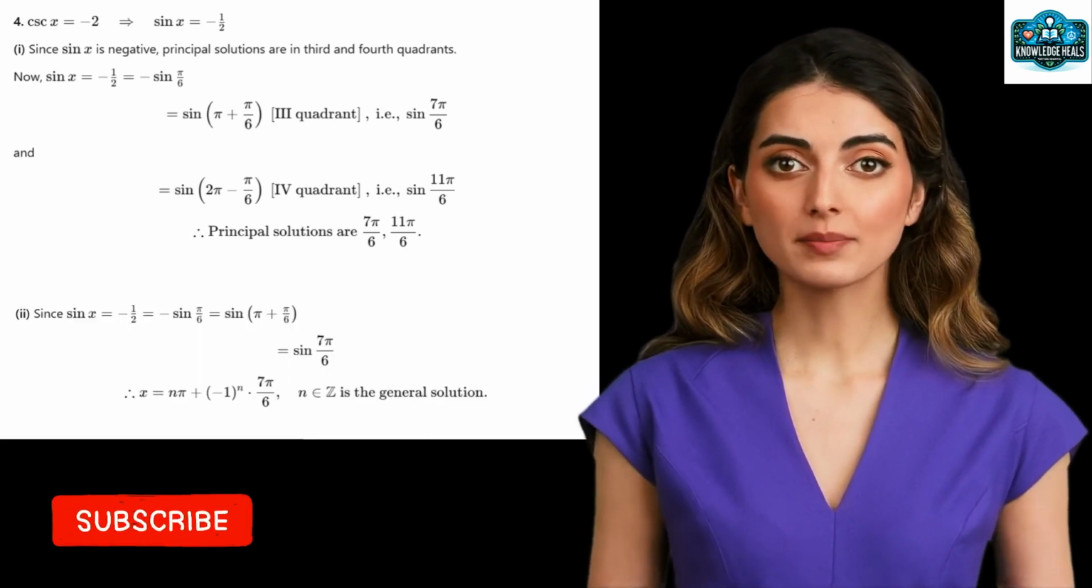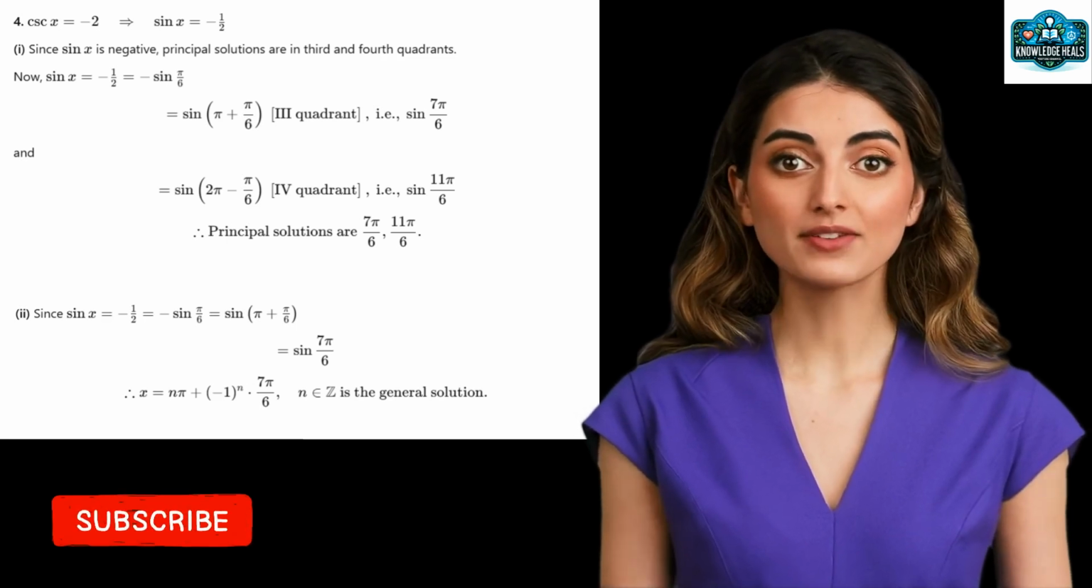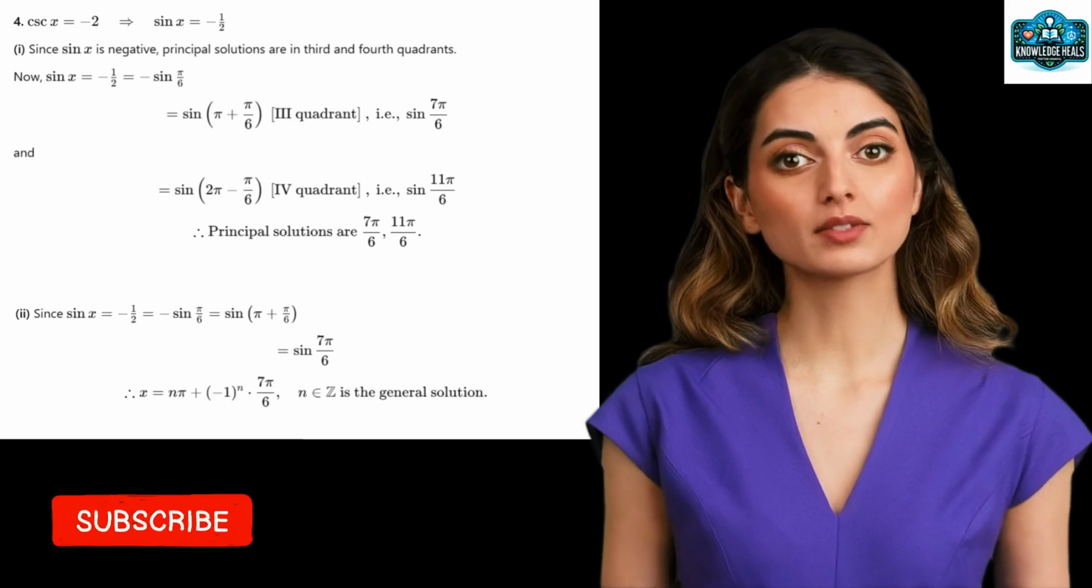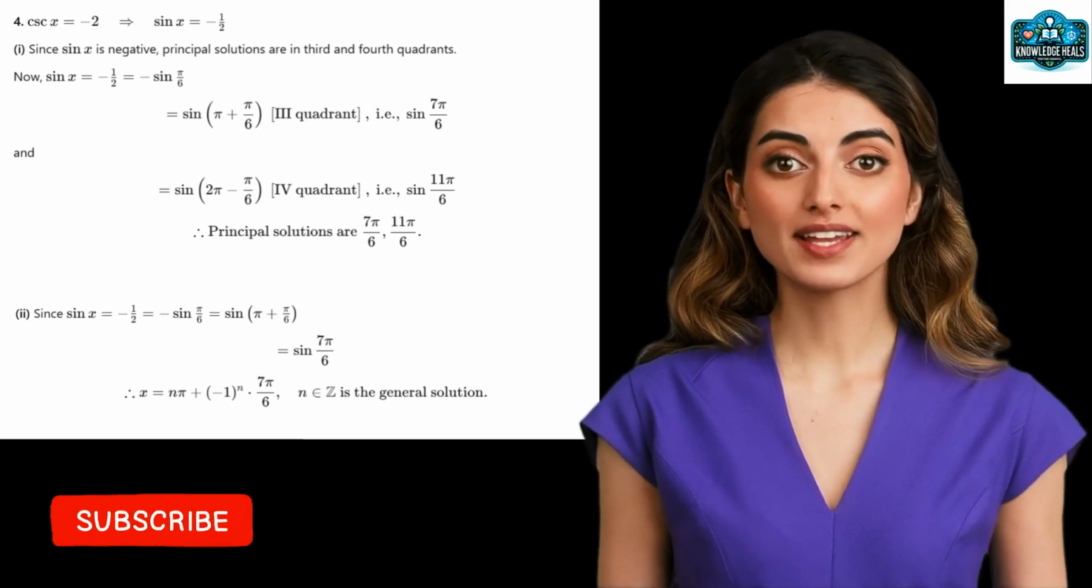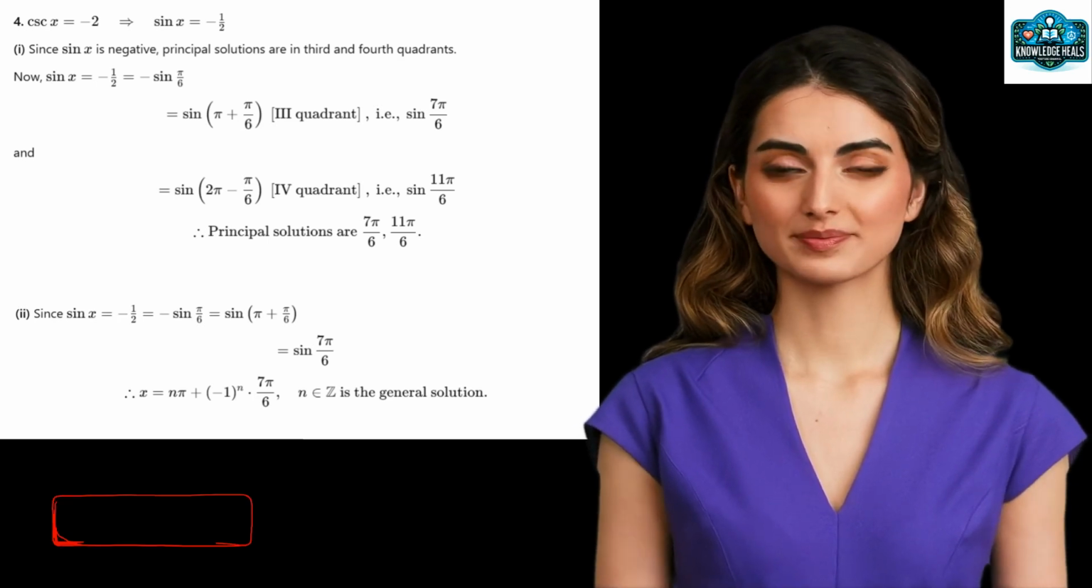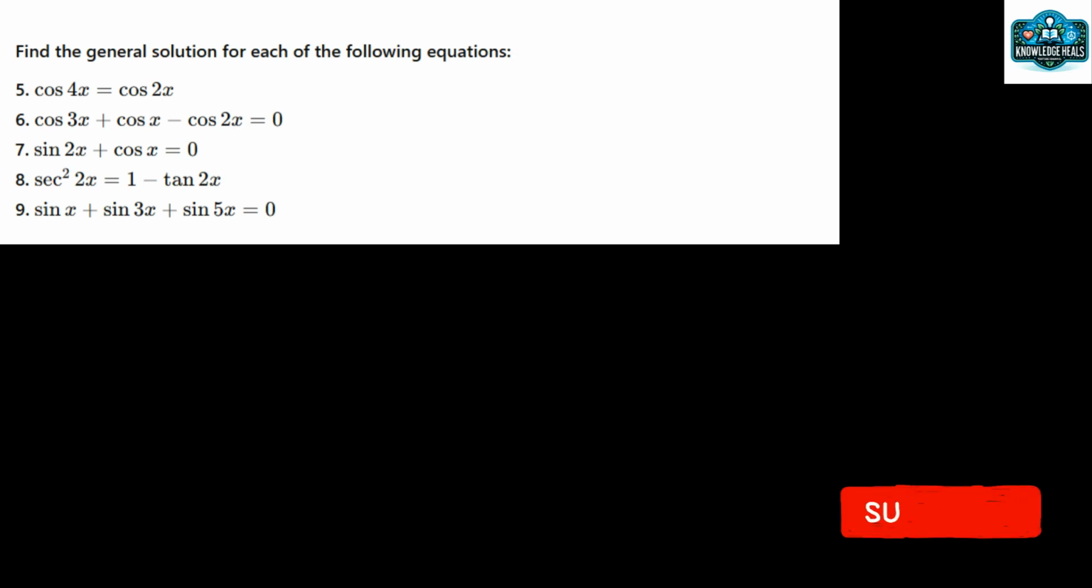As we know, sin of pi plus pi by 6 is equal to sin 7 pi by 6. Therefore, x is equal to n pi plus minus 1 raised to n into 7 pi by 6, where n belongs to Z, is the general solution. Now we will only find the general solution of equations.